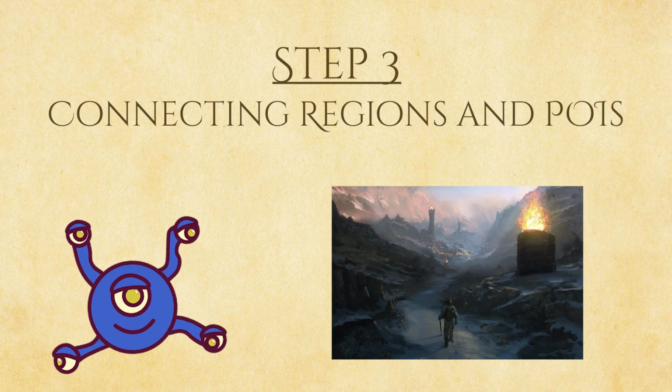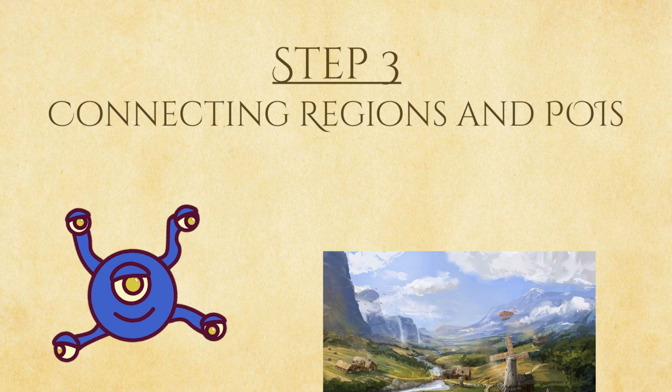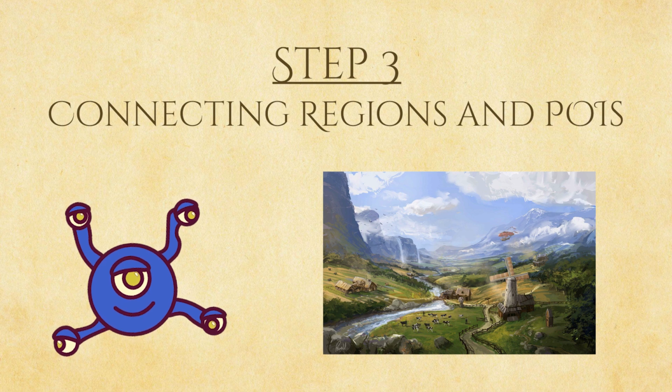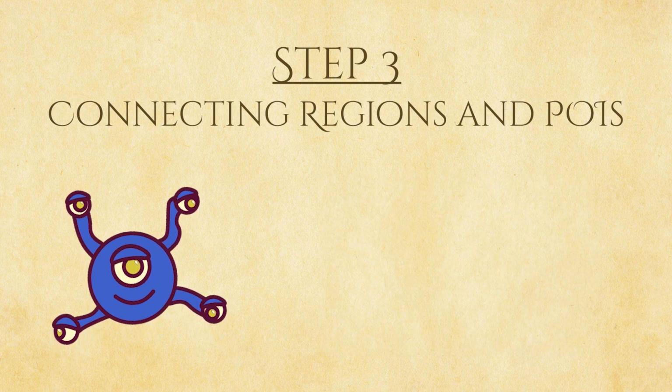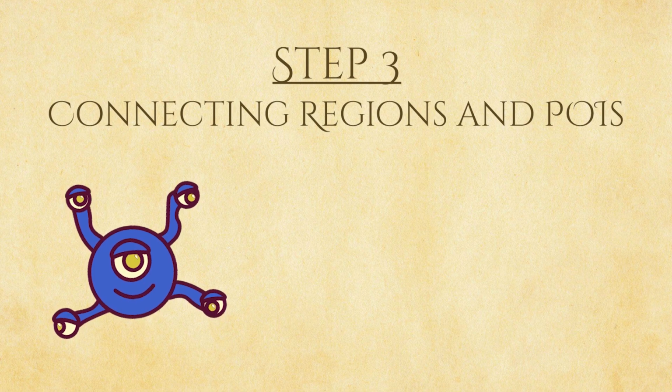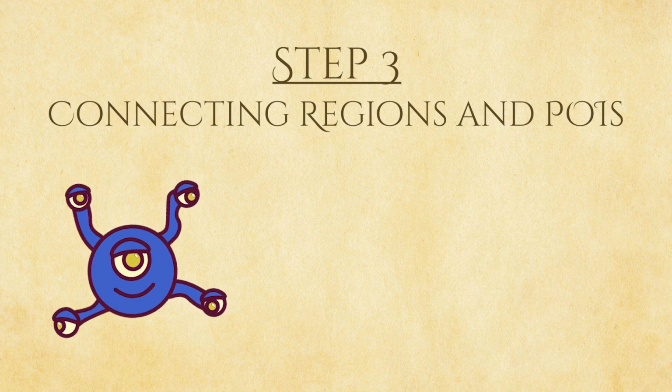Geography often dictates relationships between regions. A fertile valley might lead to prosperous farming communities and stable kingdoms, while a mountain fortress could create a culture of isolation and defense. By thinking about how your world's regions interact, you create a more believable and immersive setting where everything feels connected.